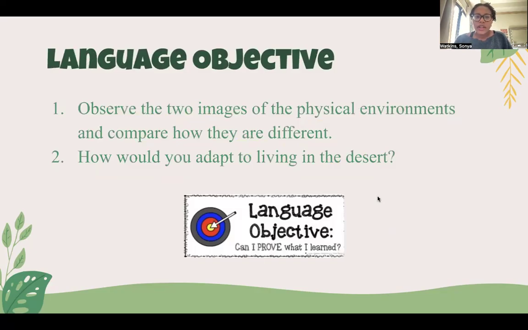My language objective, there are two questions that I want the students to know. The language objective is, can I prove what I have learned? So, my language objective is to observe the two images of the physical environments and compare how they are different. I'd have two flashcards, and in groups or individually, I'd say, hey, explain what's different about this one and what's different about this one, so we can compare and see the differences. That would be for all levels, but I would want this for the beginning level so that we can see, okay, what do we understand? And then we can go, okay, how do we group at this point?